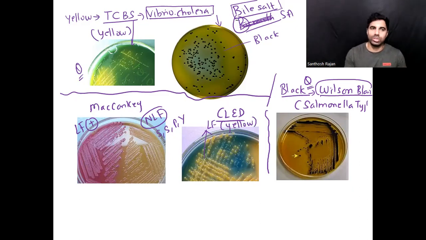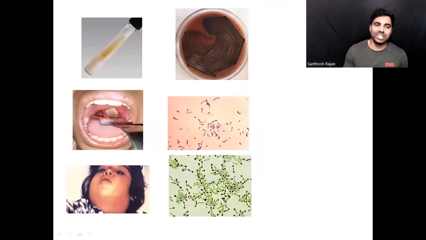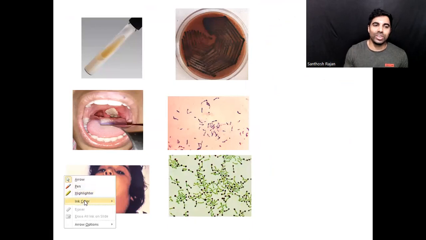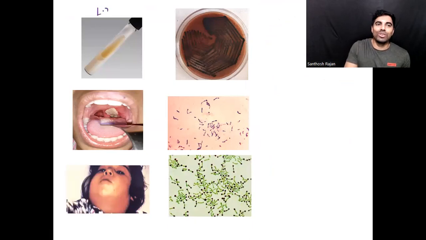That is one short thing on this. I don't discuss everything because this is only the picture, only image-based that we are discussing. Now, this and all, this must be at your fingertips. This is LSS media with Loeffler serum slope. Yeah, you know that, I'm going past. This is very easy, you must have known by yourself. This one is potassium tellurite.